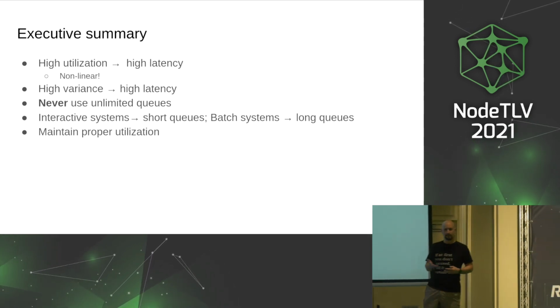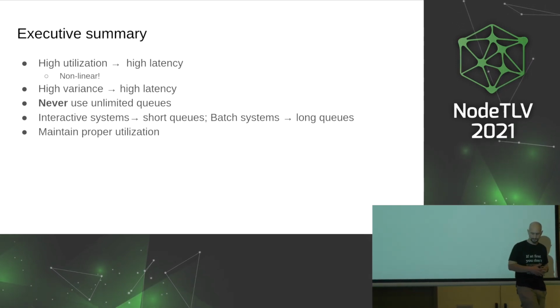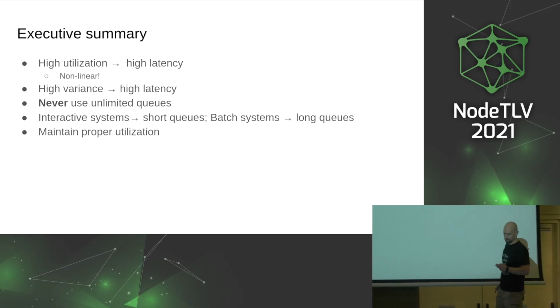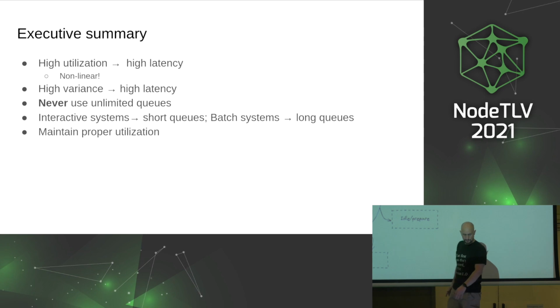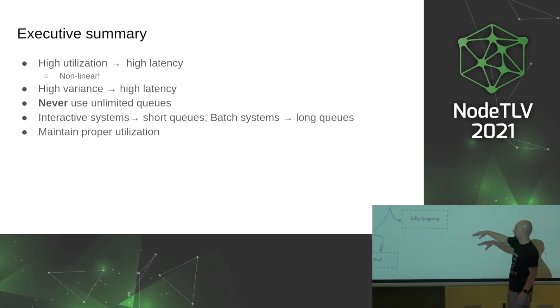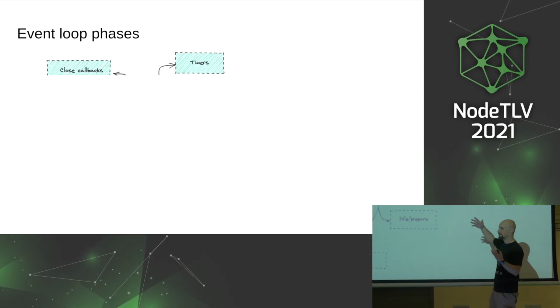If you have interactive systems which interact with a user or something like that, and you want to keep latency down, then you want to use short queues. On the other hand, if you want to keep utilization high, then you don't care about latency, for example, batch systems, then use long queues. And maintaining proper utilization is key for computer performance.